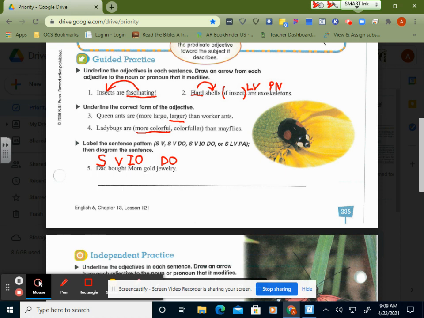Subject first, so that's dad. Copy this. Then you draw your long line that goes below the baseline to separate subject and predicate. Dad bought, because that's our verb, our predicate. He bought what? He bought jewelry. Straight line because it's a DO. Jewelry.